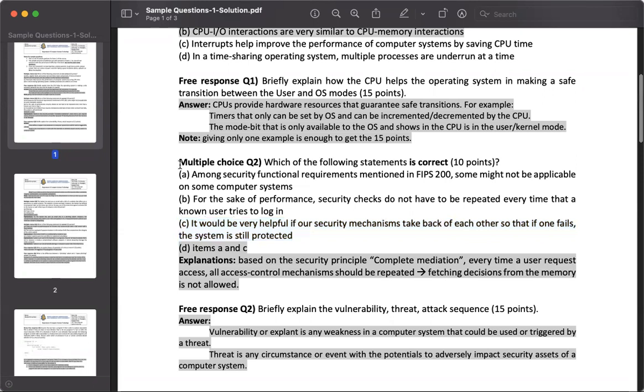So from what we read, we realize that item A is correct, item C is correct. And we find here item D, that says items A and C. So this is the right answer for this question. So for multiple choice questions, another advice is just please read all the items. Don't pick the first item you may think is the answer.